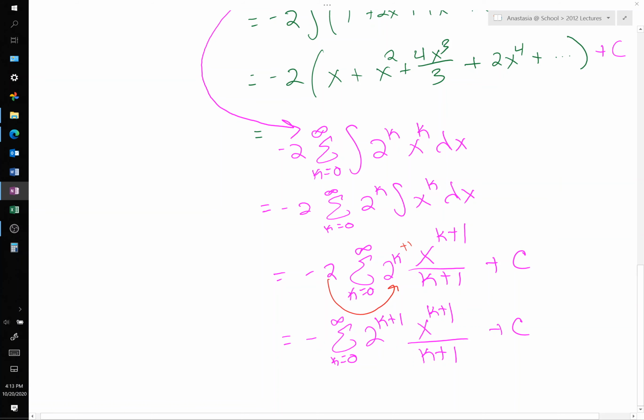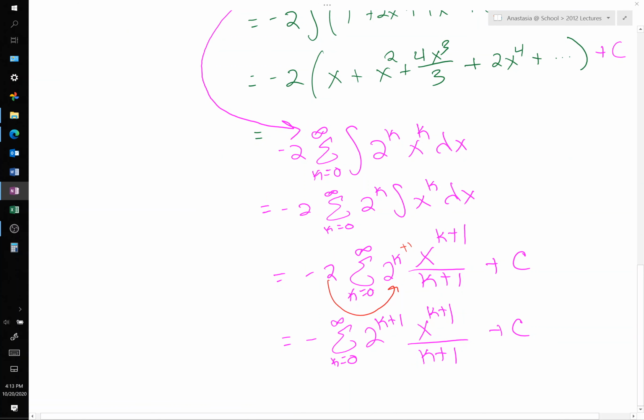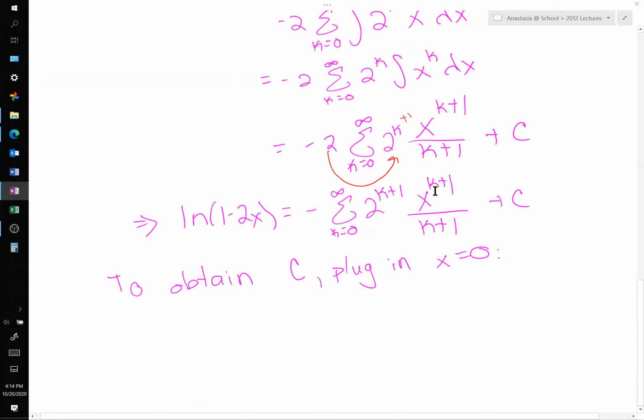plus c, and if we bring down our left side, the natural log of 1 minus 2x is equal to that. Notice, to obtain the value for c, the easiest thing to do is to plug in x equals 0. And the reason for that is if you plug in x equals 0 here, it's going to make the entire power series go to 0.